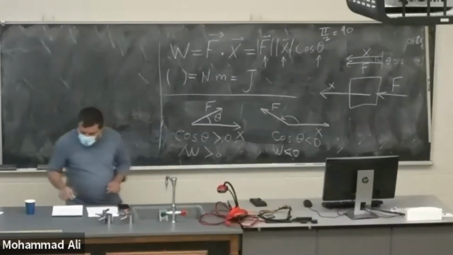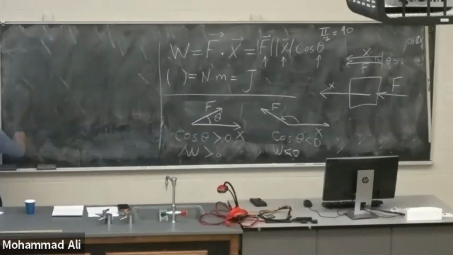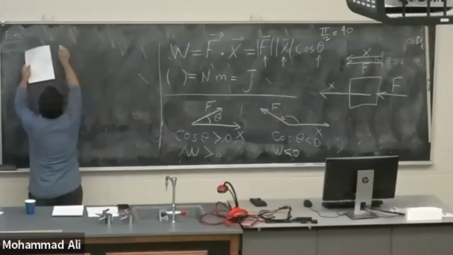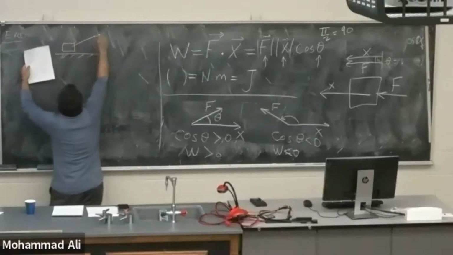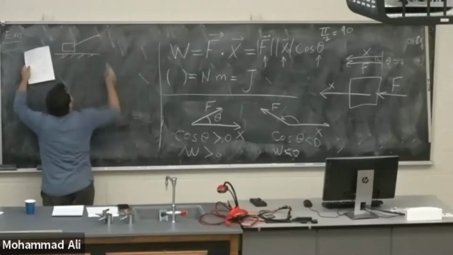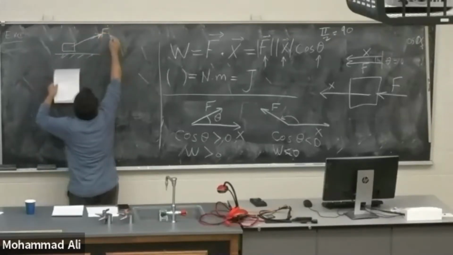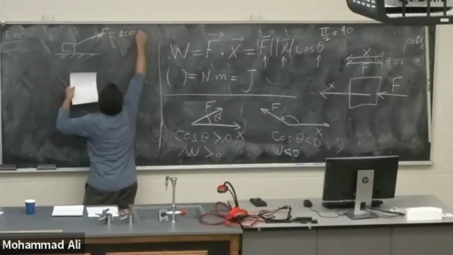There's no questions. Okay, examples. We have the first example. We have a person and we have an object. We have a force. This is the force, which is given? Yes, it is given. It's 200 newtons.